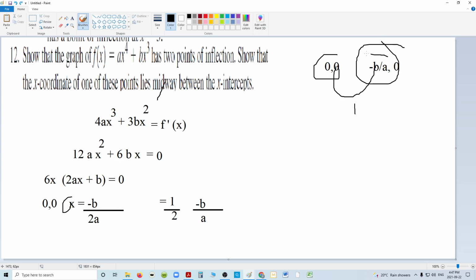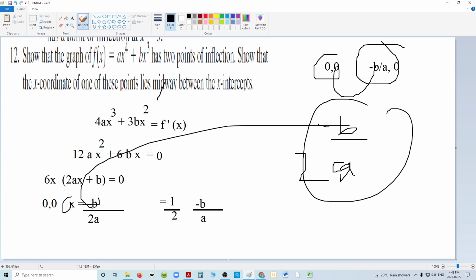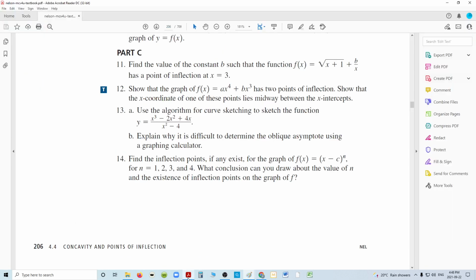So how do you find half the distance between 2 points? You add them together, which becomes minus b over a, and you divide them by 2, which becomes minus b over 2a. Boom. That's the halfway point, which was the point of inflection right there. A little cleaner, I think.